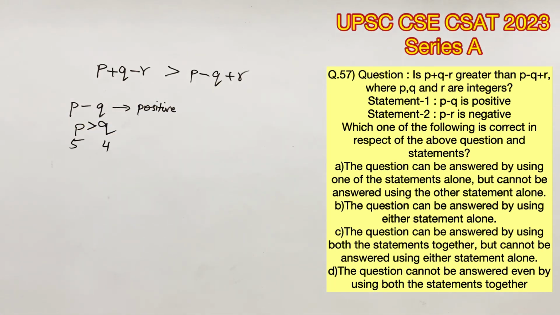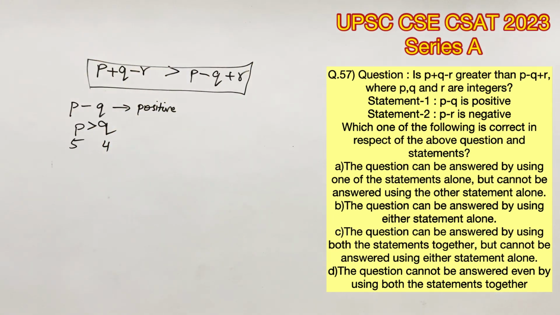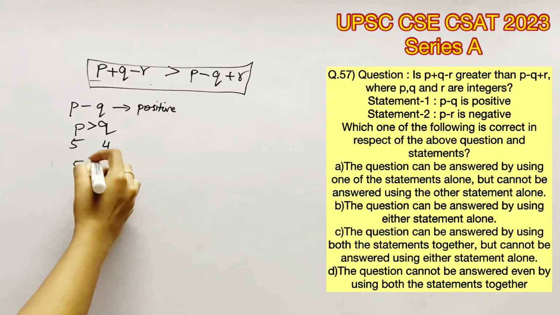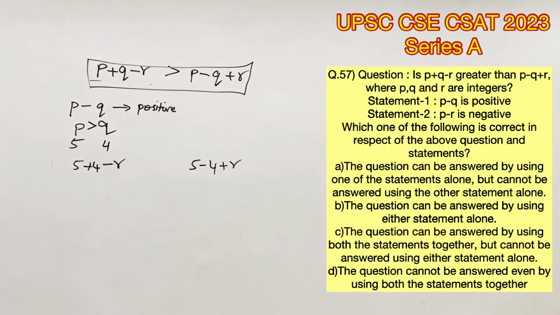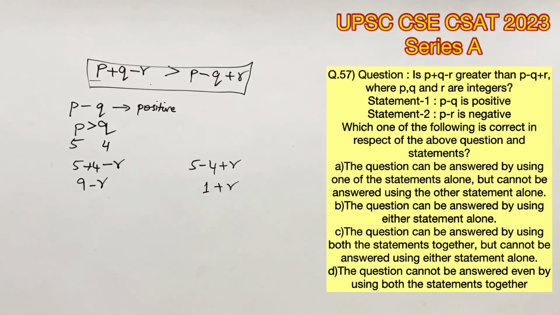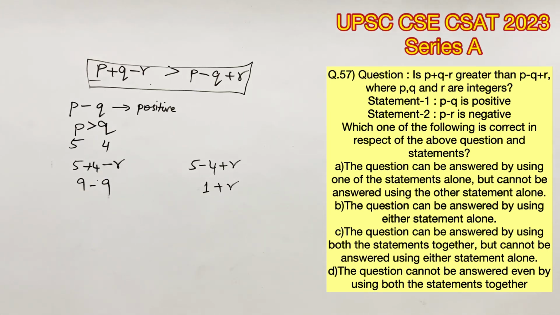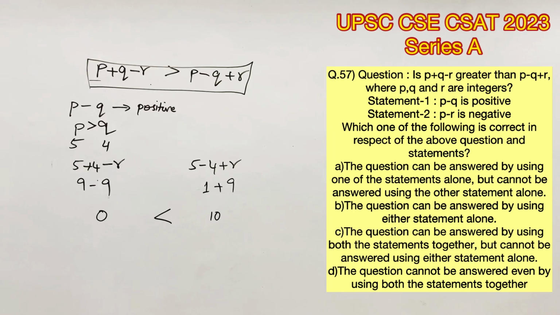Let's consider p to be 5 and q to be 4. Substituting the values, p plus q minus r becomes 5 plus 4 minus r, and the other expression becomes 5 minus 4 plus r. So this would be 9 minus r and this would be 1 plus r. Now let's consider the value of r to be 9. So this would become 9 minus 9 and this would become 1 plus 9, which would be 0 and 10, which means the second expression would be greater.